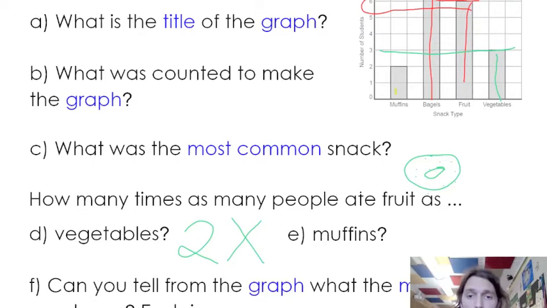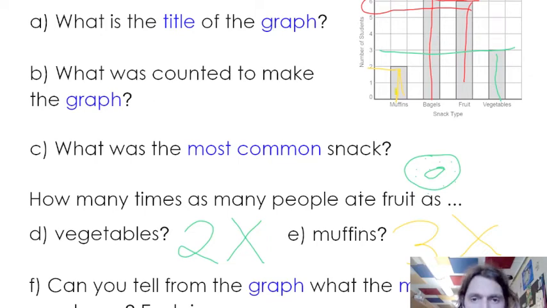So now let's look at the muffins. If we go up here, how many muffins did people eat? 2. Awesome. So now how many times does 2 go into 6? Let's count again. 2, 4, 6. So I have 3 fingers up here. So 2 went into 6 3 times. So it must be 3 times. Excellent. And now let's look at the last one.